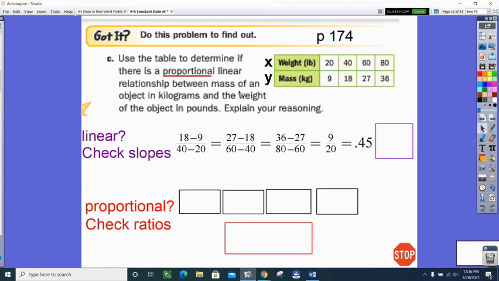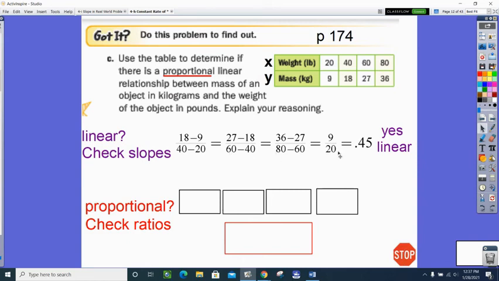Now, when it asks for a constant rate of change, 9 divided by 20 in this case would be 0.45 kilograms per pound. So yes, it is linear. And if you could do me a favor, I should have had the units in there, 0.45 kilograms per pound. That would be our constant rate of change. Oh, by the way, slope with units. So yes, if we plotted these points on a graph, they would fall in a straight line because the slope does not change. The rate of change is constant.